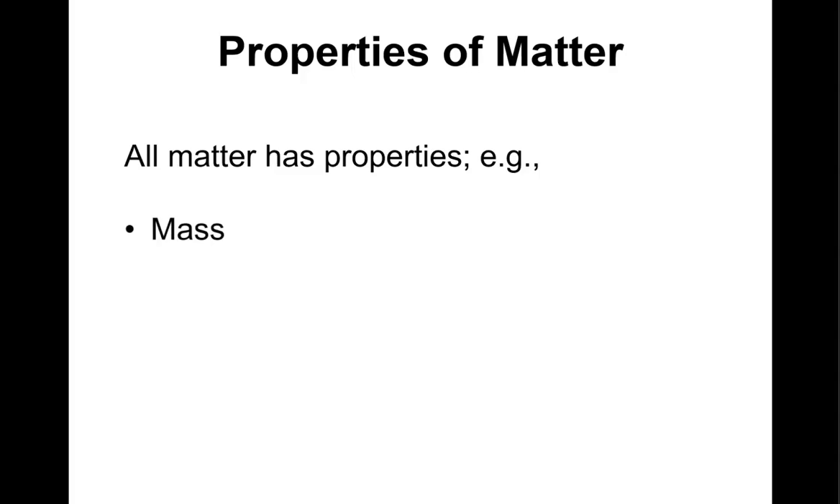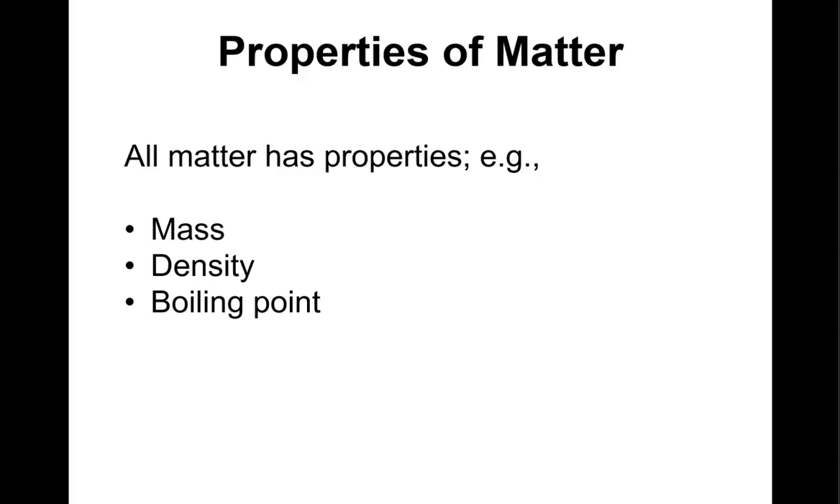And so what do we mean by properties? Well, probably the simplest way to answer that is just to show some. So all matter has properties, and for example, any sample of matter, whether it's a mixture or a pure substance, has mass, and we can determine that using a balance. Has density. Density is defined as mass per unit of volume.